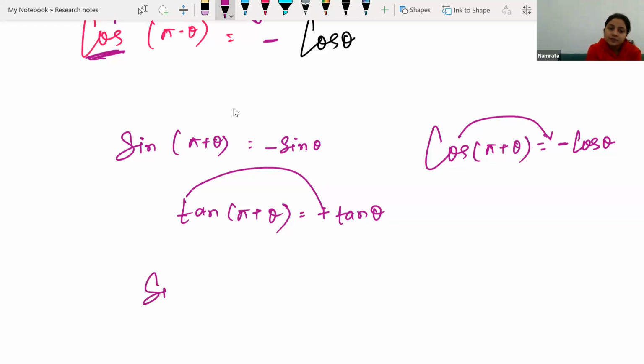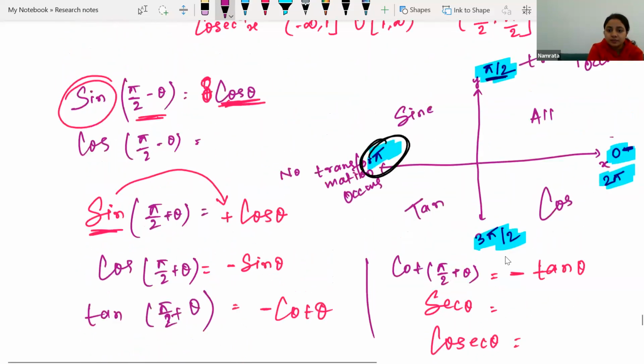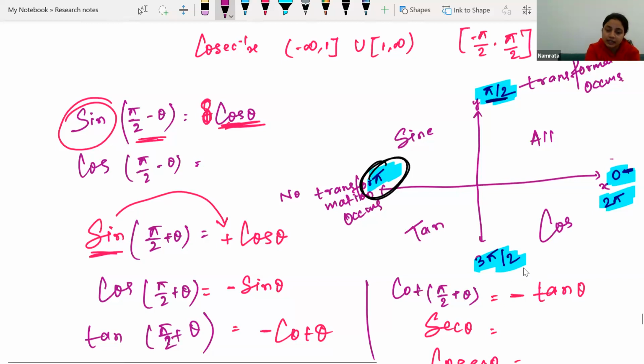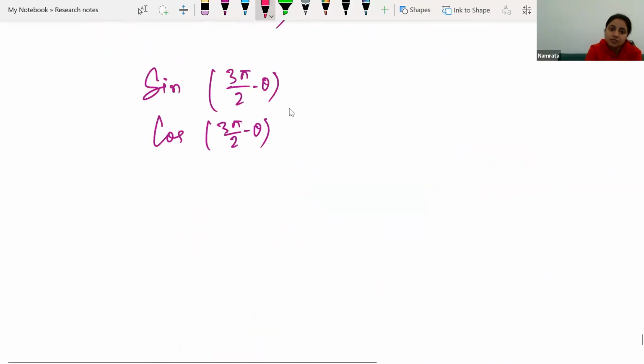Now, sine of 3 pi by 2 minus theta, cos of 3 pi by 2 minus theta. Same concept we are going to apply. 3 pi by 2, as you can see, the sky highlighted part, is sitting on the y-axis. On the y-axis, transformation occurs. I have written on the top transformation occurs. So 3 pi by 2 minus theta, it will change.